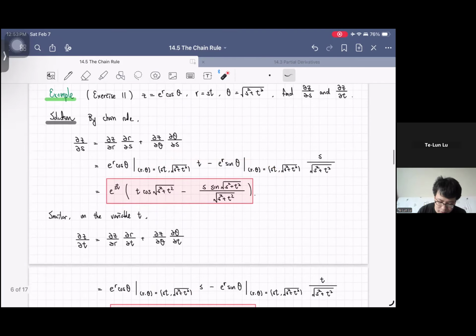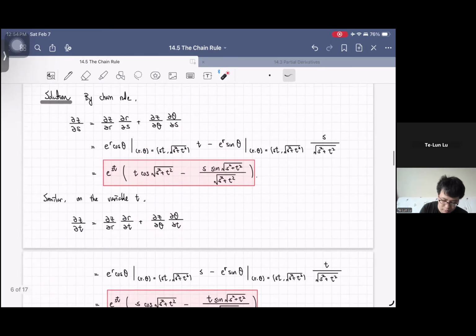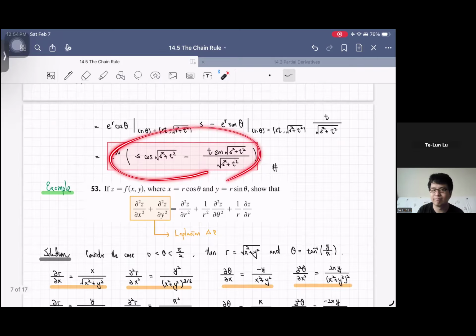The same thing happens for t. If we want to differentiate z with respect to t, we get partial z partial r times partial r partial t, plus partial z partial theta times partial theta partial t. So again, the differentiation of z with respect to r is the same thing, and the differentiation of z with respect to theta is the same thing. The different thing is that we are multiplying by r differentiated by t, so we get s instead of t, and we are multiplying partial theta partial t instead of partial theta partial s, so you get t over the square root of s squared plus t squared instead of this guy. And then again, by some algebra, you get what we want, right?